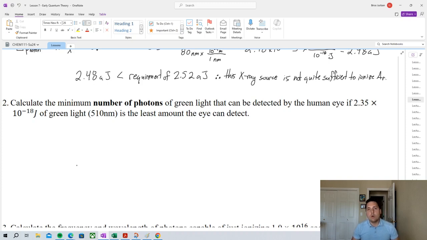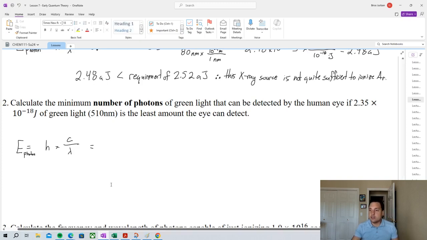First off, what is the energy of a quantum of green light? Well, we have 510 nanometer light, and I want to find what the energy is. So the energy is equal to Planck's constant times the speed of light divided by the wavelength. So essentially everything that we did just above.